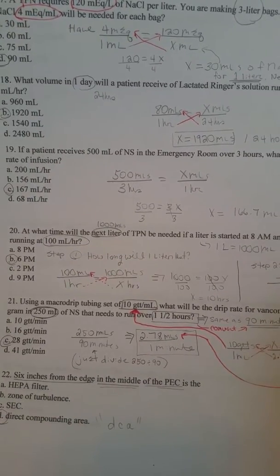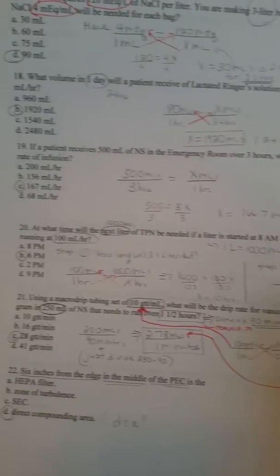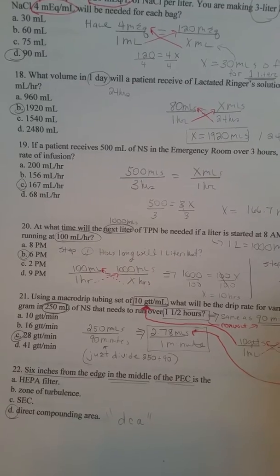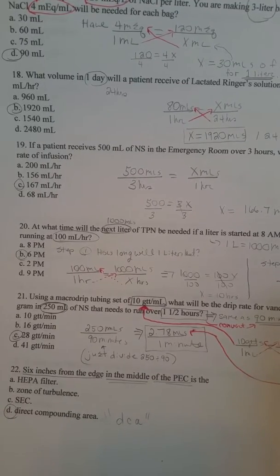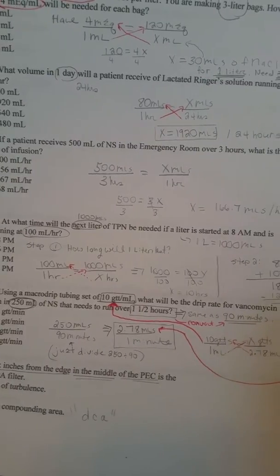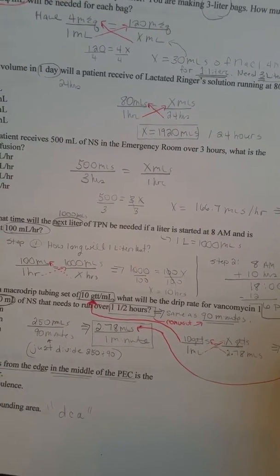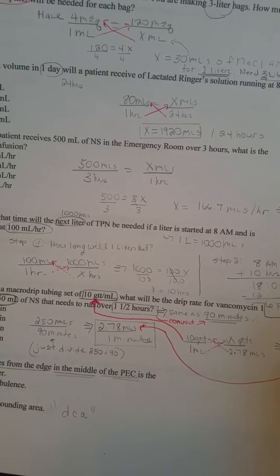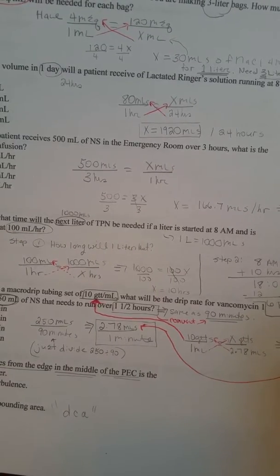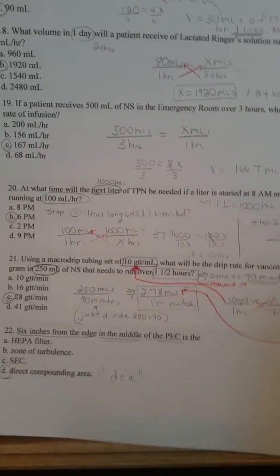What volume in 1 day will a patient receive of lactated Ringer solution running at 80 mLs per hour? So number 18, we know 1 day is 24 hours, and we have 80 mLs going over 1 hour. So how many mLs is going to go over 24 hours? When you cross multiply, you're going to get 1,920 mLs over 24 hours, so B.